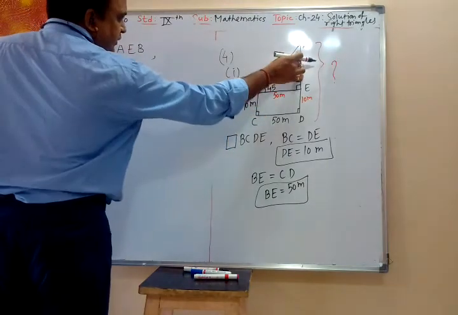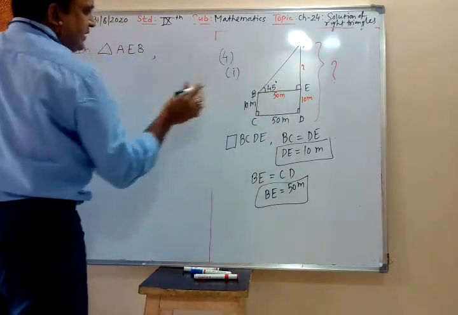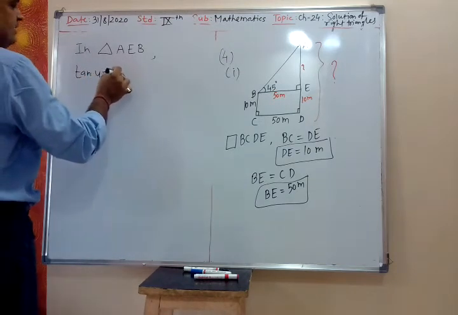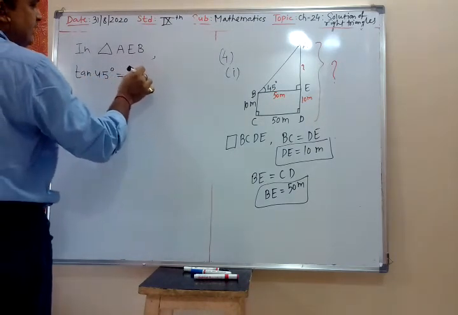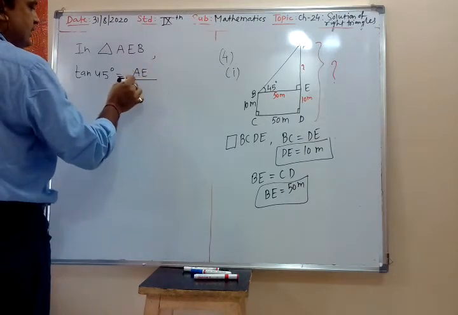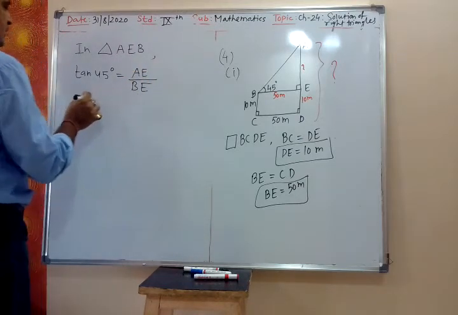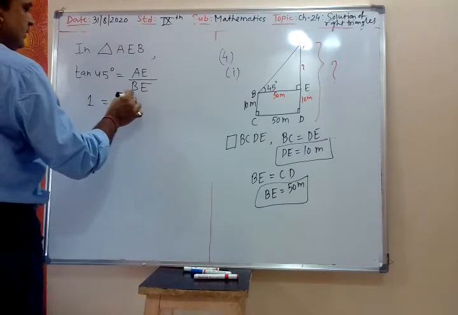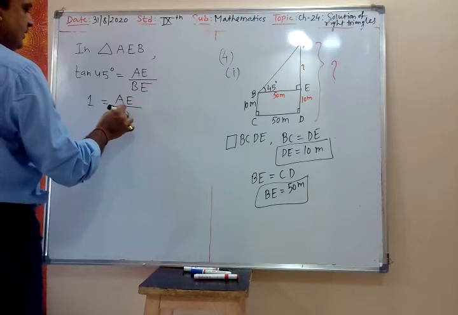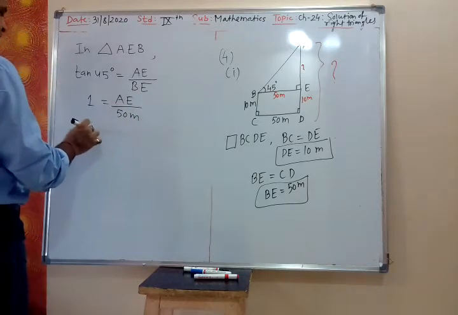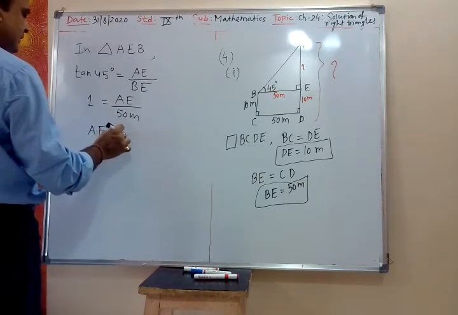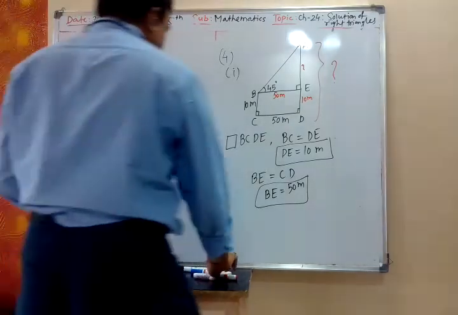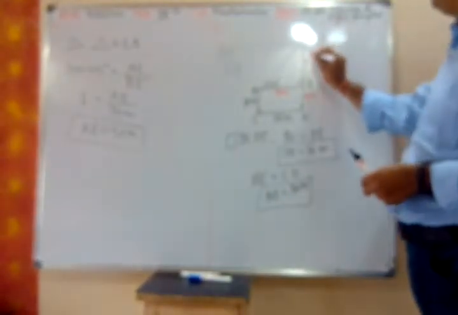So now we have to find opposite and adjacent is given. So we consider tan 45. So tan 45 degrees is AE opposite upon adjacent BE. So tan 45 is 1, AE upon BE, BE is 50 meter. So you will get AE is equal to 50 meter. So now my AE is 50 meter.